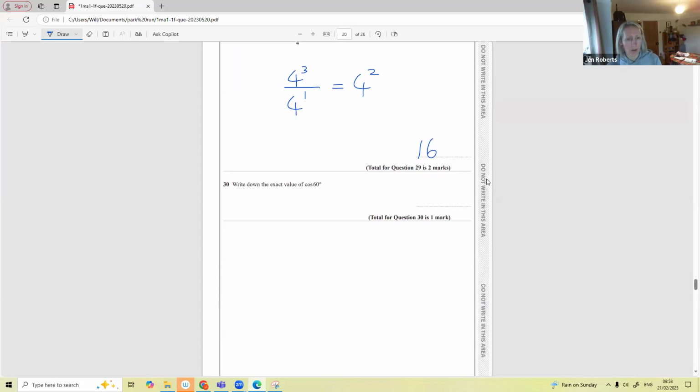Write down the exact value of cos 60. So this is kind of remembering all your sine cos ratios. I always remember that the sine of 30 is a half. So let me generate my triangle from here. That's 30. Opposite over hypotenuse. 30, 90, that's 60. 60 is adjacent over hypotenuse, so it's a half.